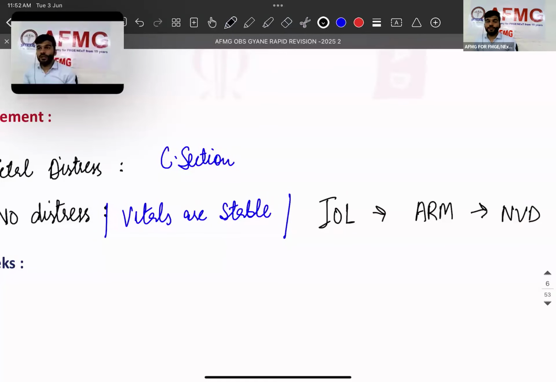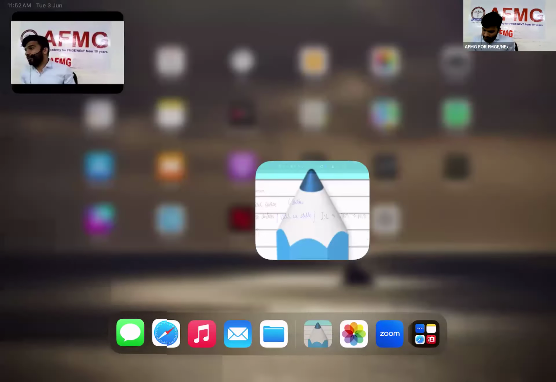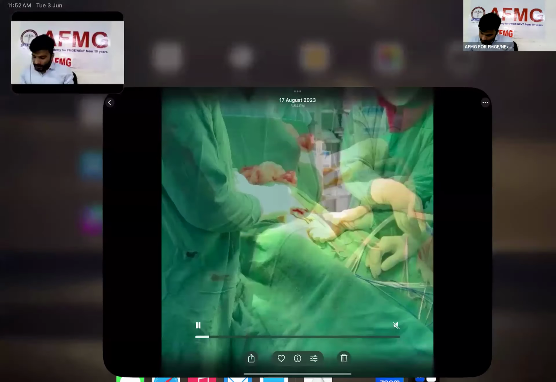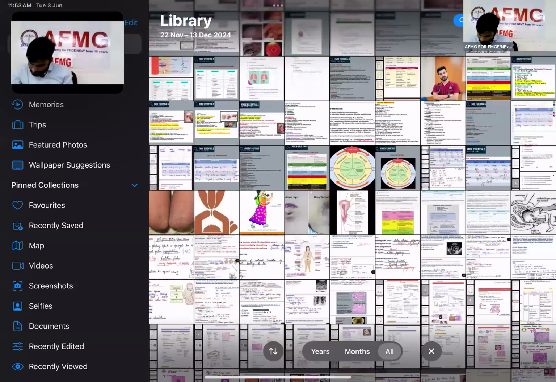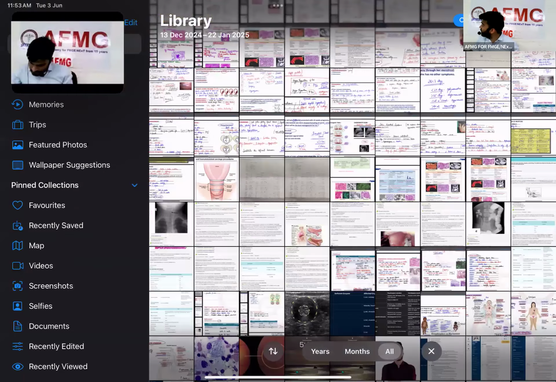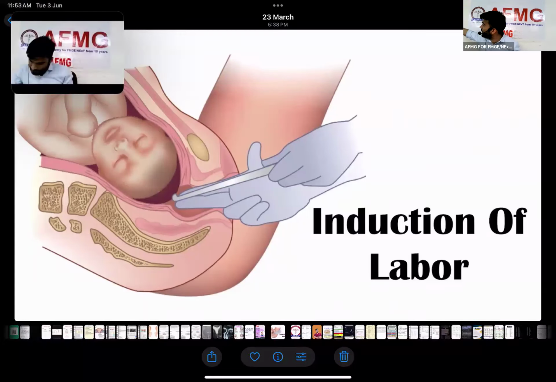Right? What will artificial rupture of membrane do? They will release. What will prostaglandin do? Induce the labor, right? Contractions and then labor, what will they do? Induce. This is called induction of labor. See, we are rupturing the membranes, right? This is called induction of labor.